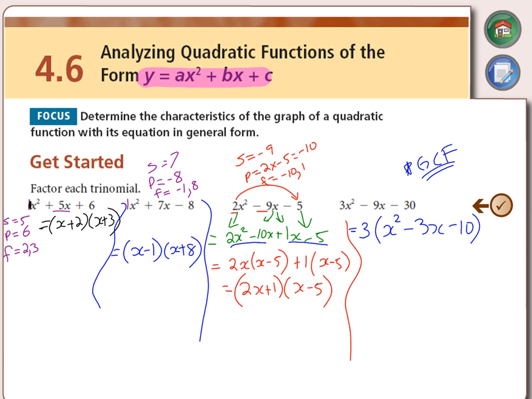Now I'm going to do my sum-product factoring. Hey, we've got a 1x squared, which makes this easier. Sum of negative 3, product of negative 10. Two numbers that multiply to negative 10 and add to negative 3. That's going to be negative 5 and 2. So we get our final answer, 3 bracket x minus 5, x plus 2. Didn't need to use decomposition.